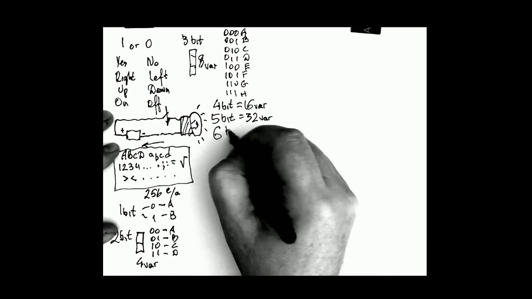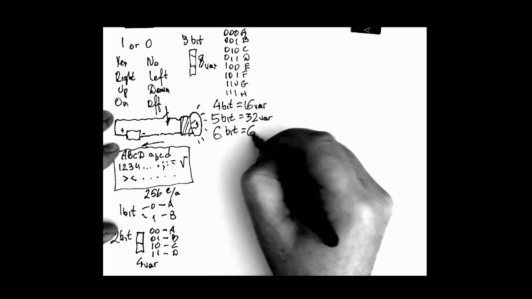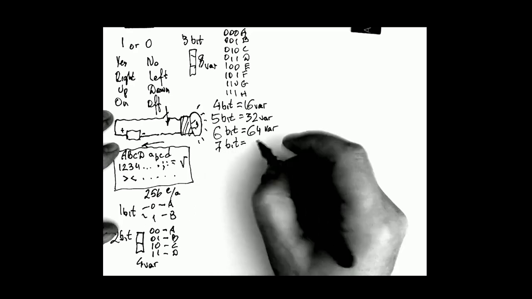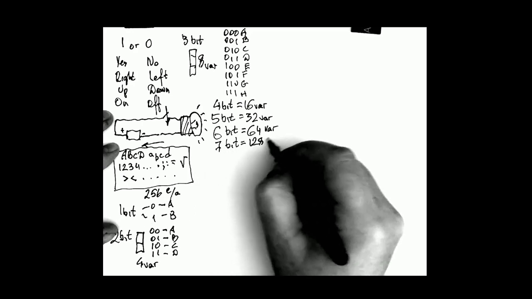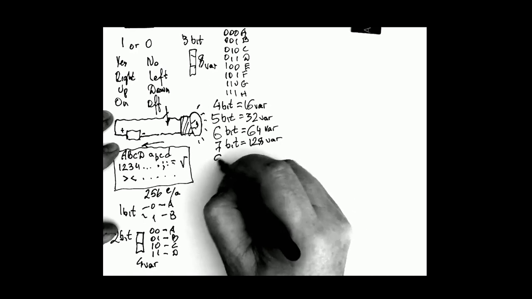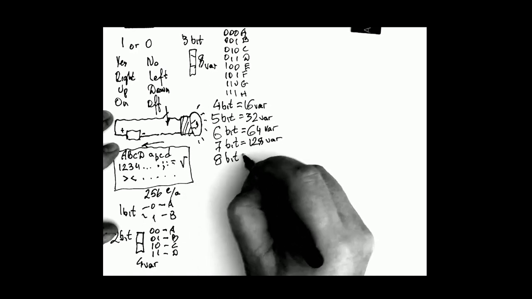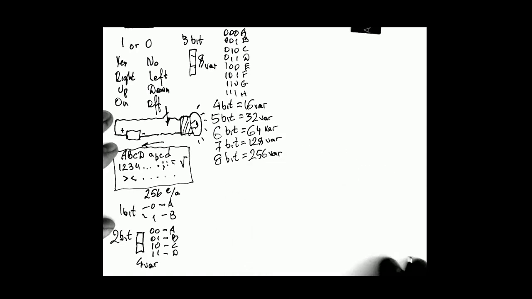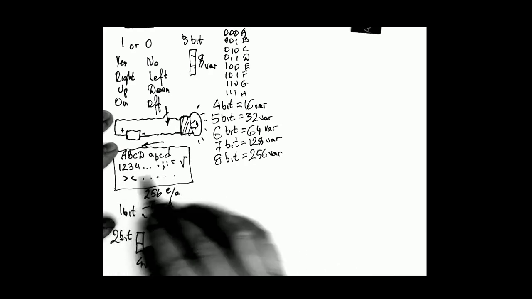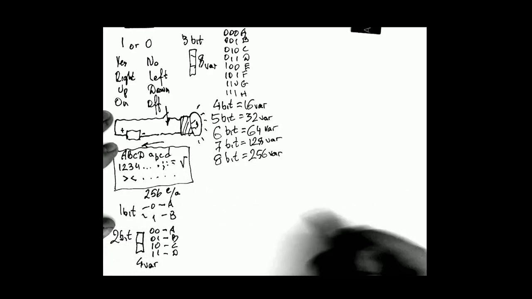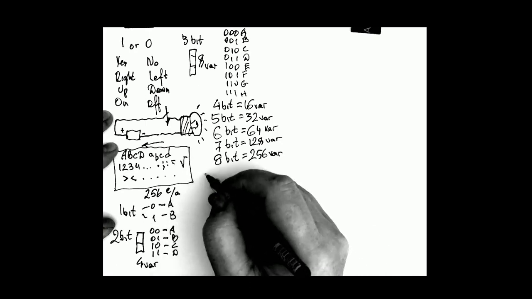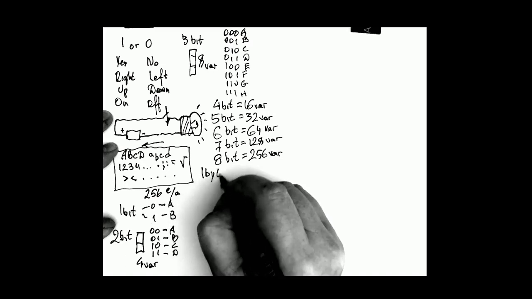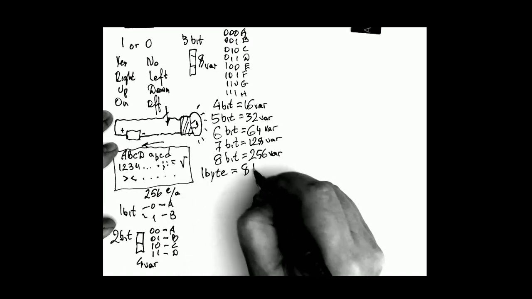6 bit will have 64 variations. 7 bit will give you 128 variations, and 8 bit eventually will create 256 variations. 256 variations, folks, is enough to represent each symbol. But 8 bit is informational unit that have name, and this name is 1 byte. 1 byte is equal 8 bit.